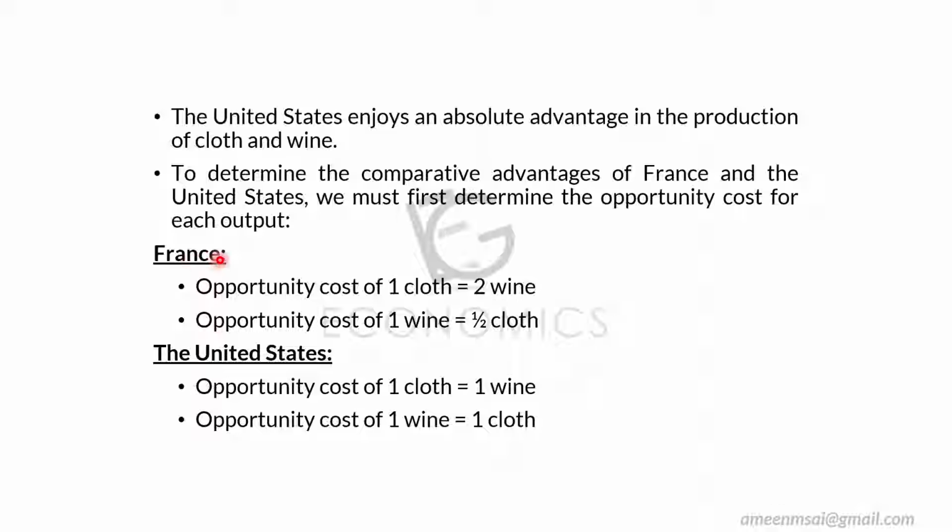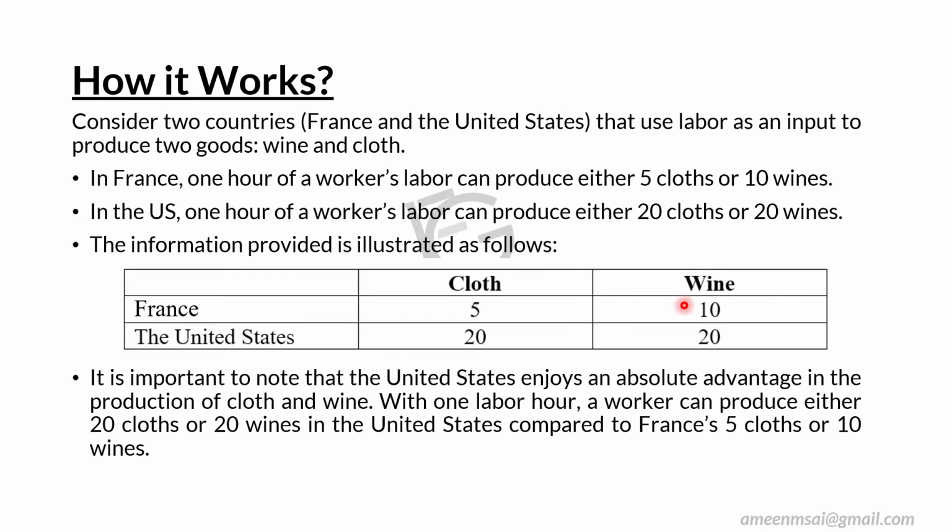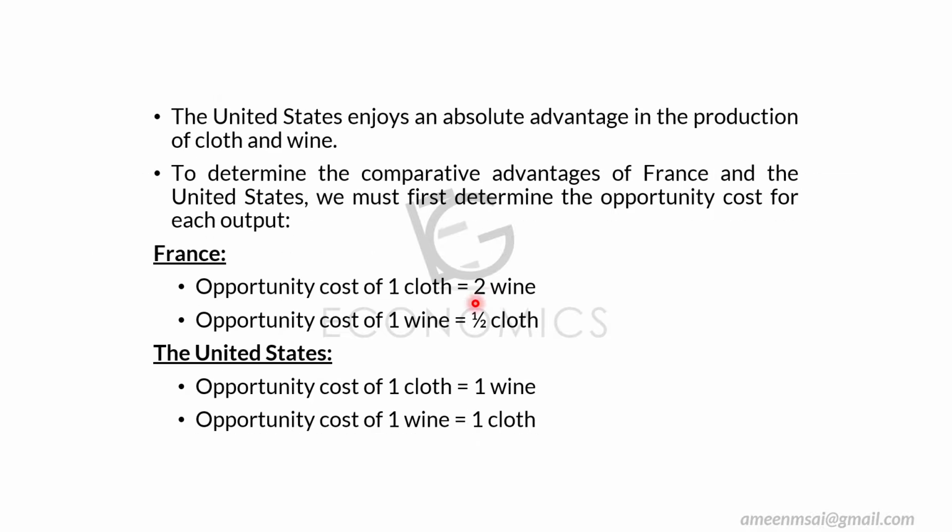So when it comes to France, the opportunity cost of one cloth is equal to 2 wine. How are we calculating opportunity cost? The opportunity cost of one cloth is equal to 10 by 5. If we are producing one cloth, we are missing the chance of producing 2 wines. So we calculate the opportunity cost of producing cloth by dividing 10 by 5, and that's how we get 2.